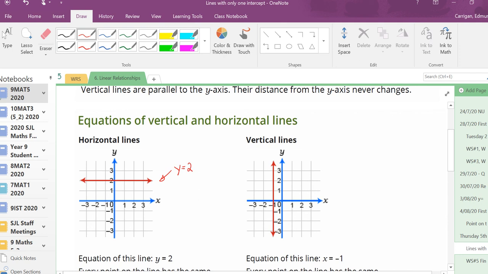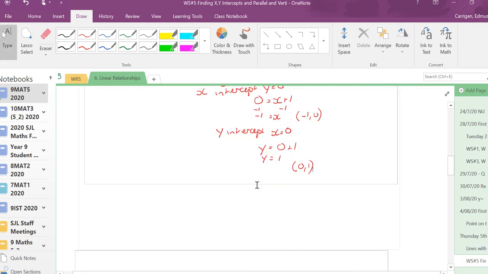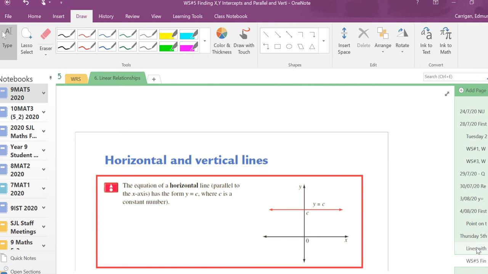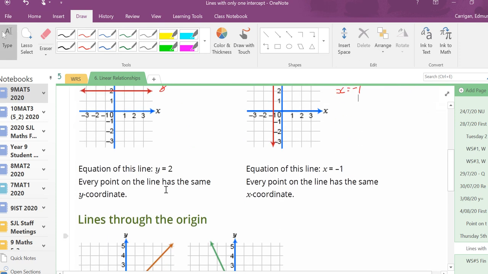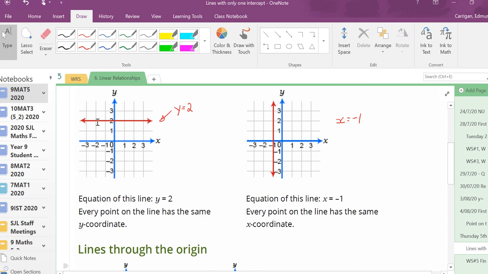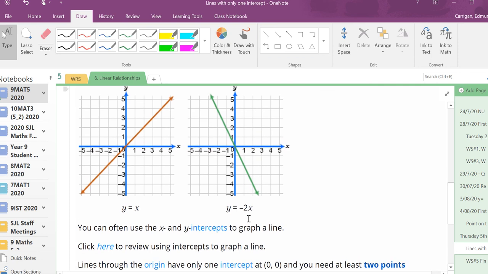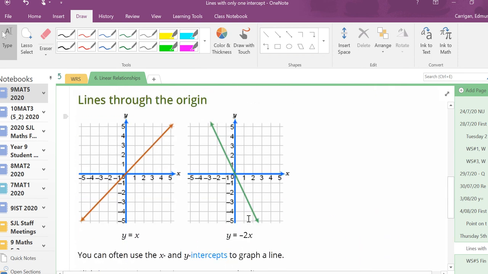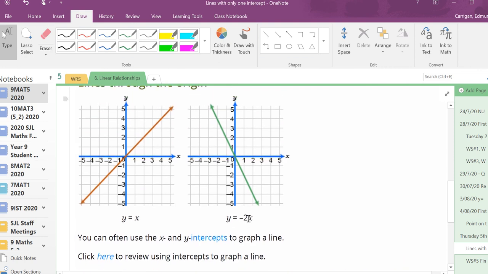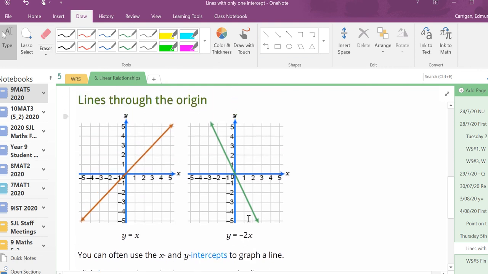This one here, we can see that there are many, many y values on this line, but there's only one x value. So this is x = -1. So the equation, as it says down here, every point on the line has the same y coordinate on this one. Every point on the line has the same x coordinate on this one. So the other one, I guess, is lines through the origin. What we looked at is that anything which goes through the origin cannot have a constant.